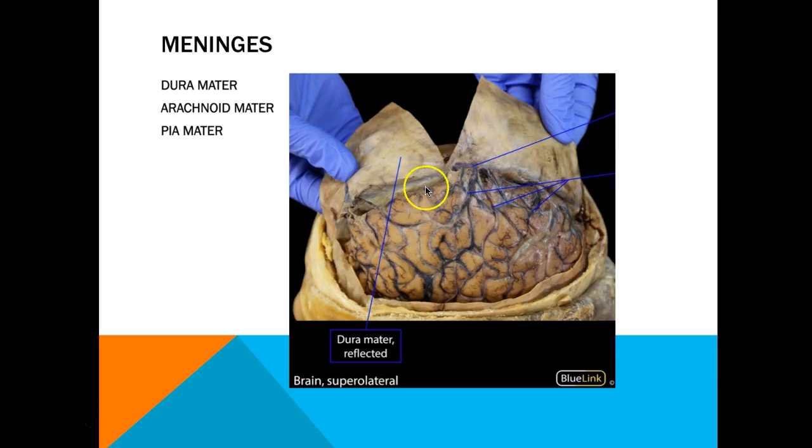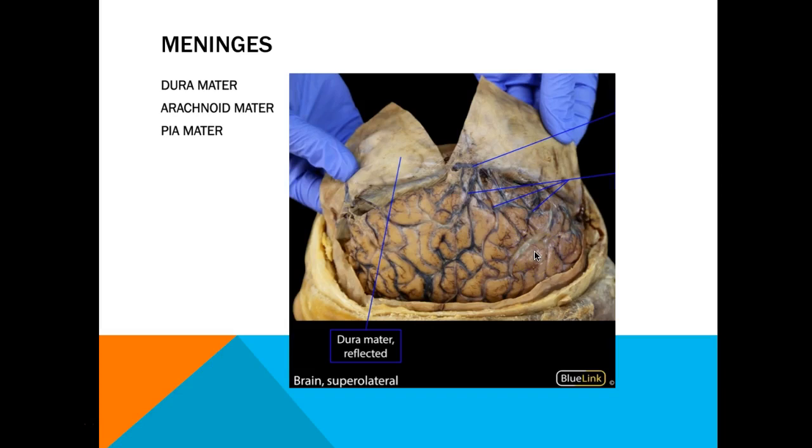The other meninge we have is the arachnoid mater. Arachnoid means spider. So we can see that this saran wrap type of tissue that is lifting up off the brain just a bit here is the arachnoid mater and is similar to a cobweb or spider web type of consistency.